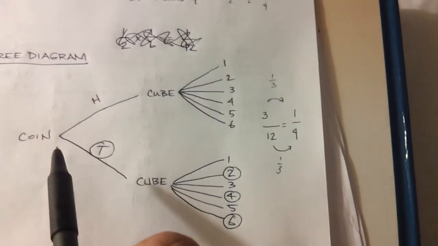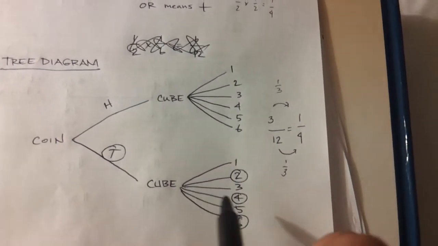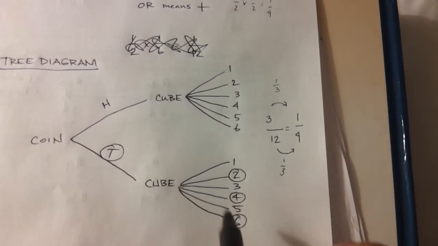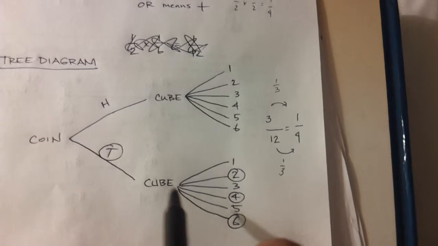Alright, this thing called a tree diagram is something you can draw really quick and it helps you get to the possible outcomes that you get in this type of problem. It's a good way to visualize it.